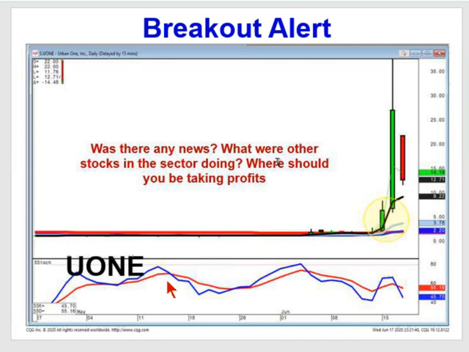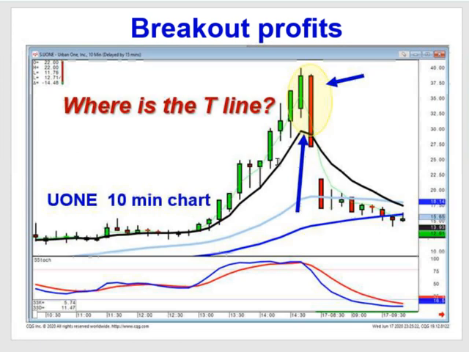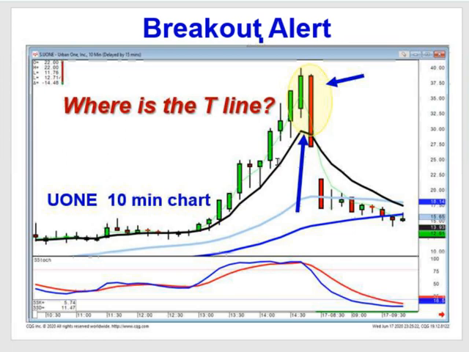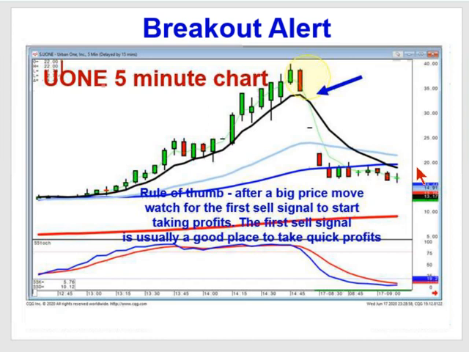But here's the other aspect that we want to know: what to do when you see a breakout situation. You've got a stock that went from, I forget what it was, like $1.50 to $35. When it gets up here, what's our trading strategy? Very simple. We flip to the 10-minute chart, and where is the T-line on the 10-minute chart? Where would be our first place to start taking profits? Right here. Or if we want to do something quicker, you flip to the 5-minute chart.